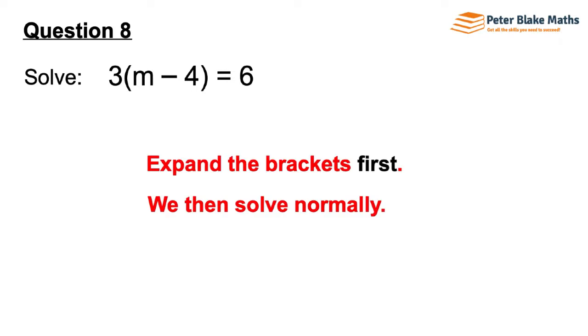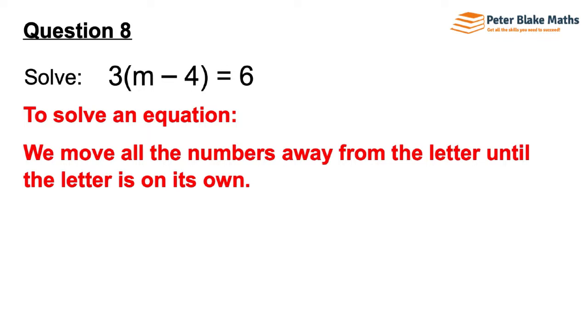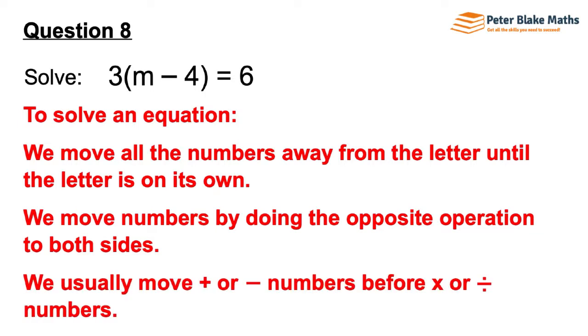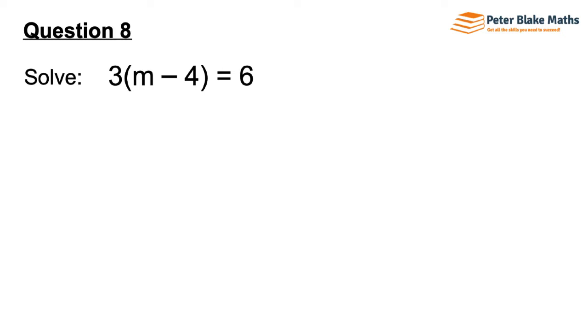Here, once again, we look to expand the brackets first, then solve normally. And you know the drill, we move all the numbers away from the letter until the letter's on its own. We move numbers by doing the opposite operation to both sides. And we usually look to move plus or minus numbers before any multiply or divide numbers. But we're expanding first here.